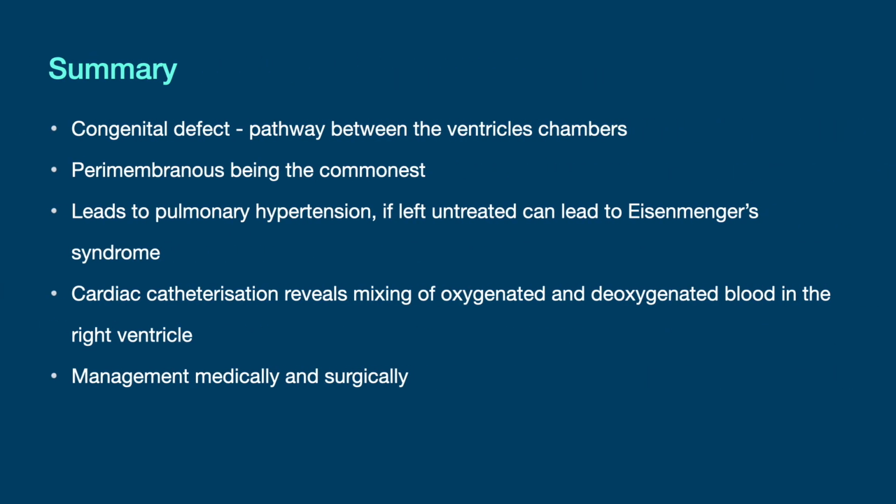To summarize, ventricular septal defect is a congenital malformation where there is a pathway between the ventricular chambers leading to oxygenated blood in the left ventricle mixing with deoxygenated blood in the right ventricle. The perimembranous type is the commonest type. This eventually leads to pulmonary hypertension and, if left untreated, can cause Eisenmenger syndrome, which is the reversal of shunt. Heart failure symptoms can be managed medically. Closure of the defect is done if it is large and causing worsening symptoms.